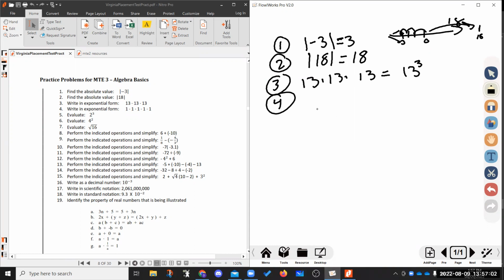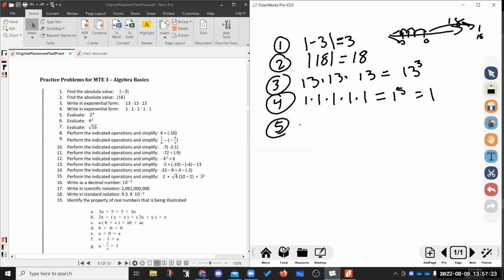4 asks us to write 1 times 1 times 1 times 1 times 1 in exponential form. Okay, that is 1 to the 5th, but since 1 to any power is 1, we can just write 1. And that's a simplified form because there's no difference between 1 to the 5th and 1 to the 1st. They're both 1.